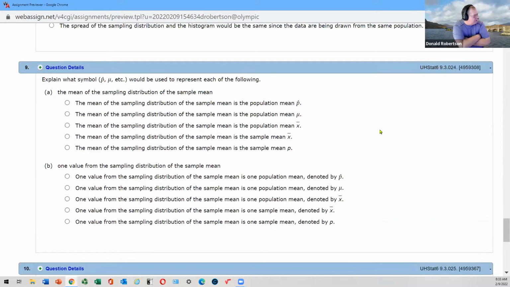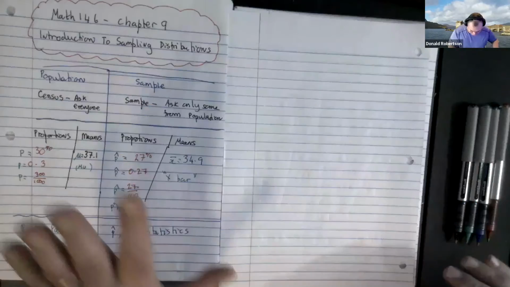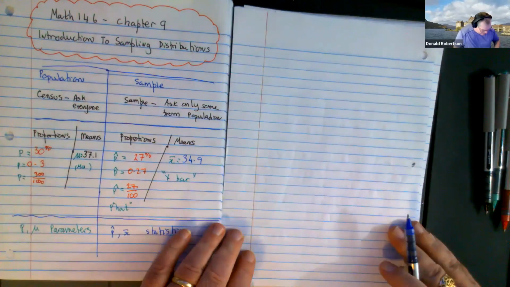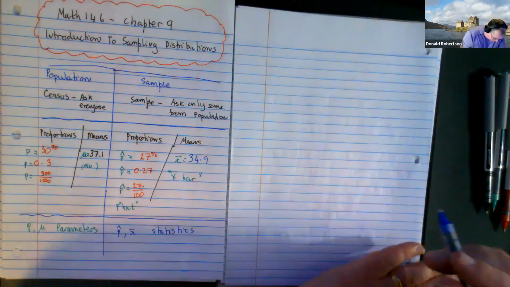Okay, let's do this one. Explain what the symbol P hat, mu, etc. would be used to represent in each of the following. So this one, the mean of a sampling distribution of the sample mean. Okay, that's us reached the new stuff. What we've been doing today is really just a quick vocabulary and symbol thing. This thing called the sampling distribution, for some people it's a little bit hard to get their head around, but after a while it becomes pretty straightforward.